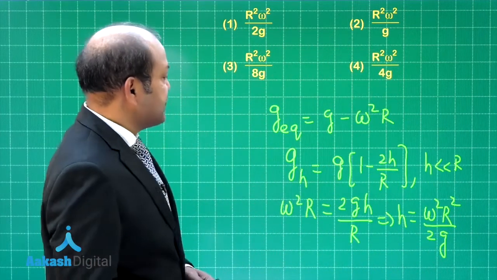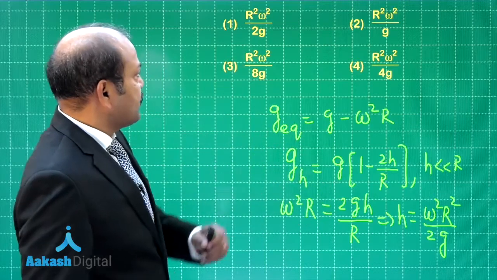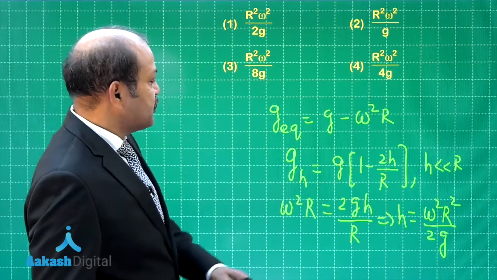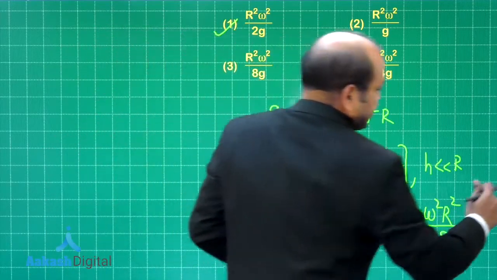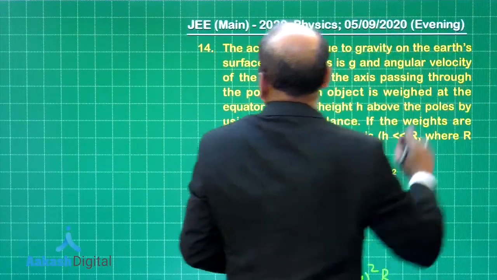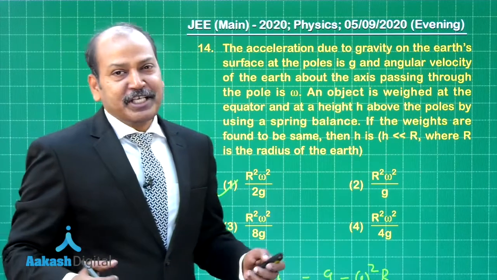Let us now check the options. h is omega squared R squared divided by 2g, it is matching with option 1. So option 1 is correct for this particular question. It is time now to go to question number 15.